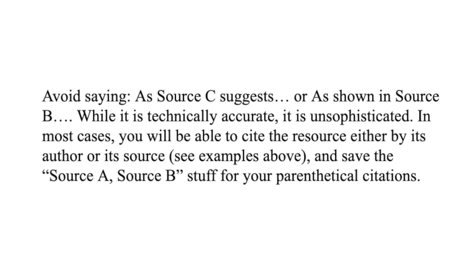So it is technically accurate to use signal phrases. It's unsophisticated. The source A, B, and C, that's just a nice little convenient organizational thing that the College Board provides you. In most of your research writing, you are not going to label your sources A, B, and C. They're just doing that for this test. In most cases, you'll be able to cite the resources either by the author or its source and save the A, B, C stuff for your parenthetical citations.